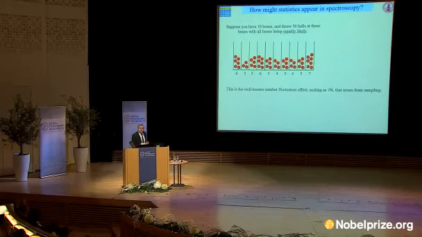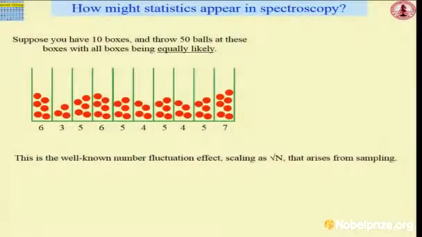In other words, the average might be 5, but in each box you get numbers that fluctuate about this average. And so this is the well-known number fluctuation effect that scales as the square root of n. In other words, in this case, the square root of 5 controls what's the variation that you get from box to box that arises from sampling.